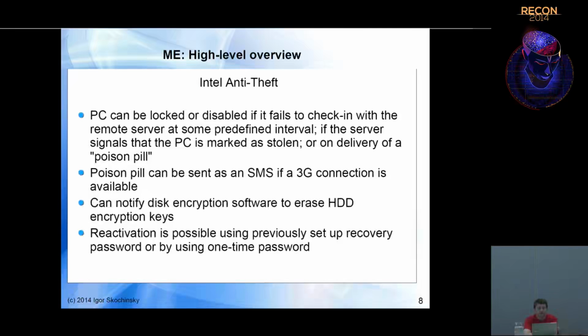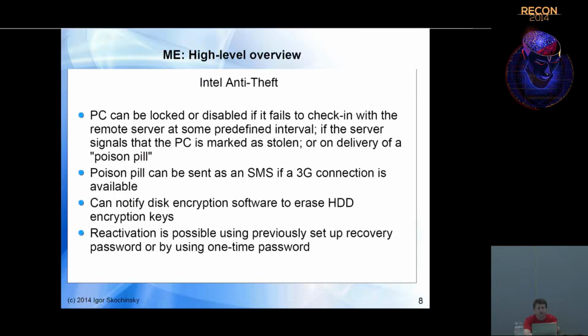So in some versions, you could also signal that the PC is stolen, and on the next check-in it would be disabled. Or you could also maybe send the so-called poison pill over 3G connections. It was available in some laptops. Now this functionality is deprecated. They don't use it anymore, but at some point it was available, so you could kind of send in this, well, not you, but the call center could send this poisoned SMS to the computer and it would be disabled.